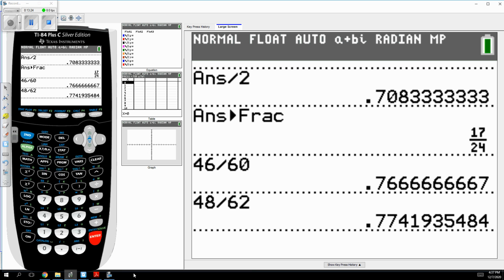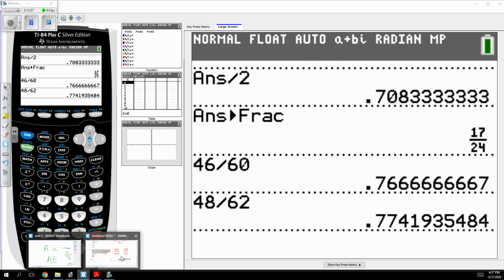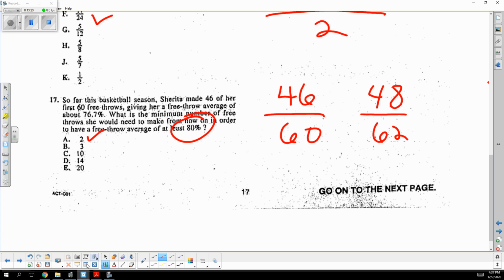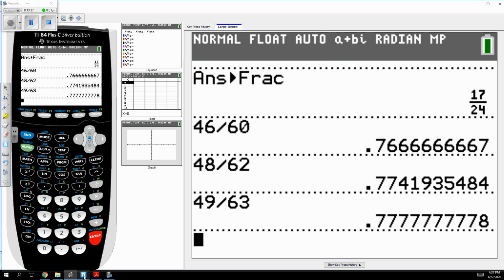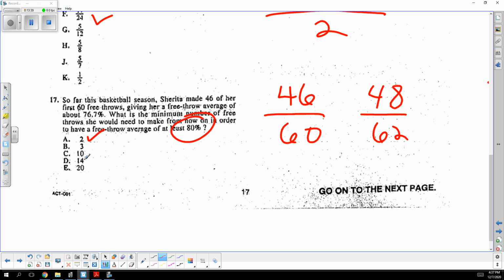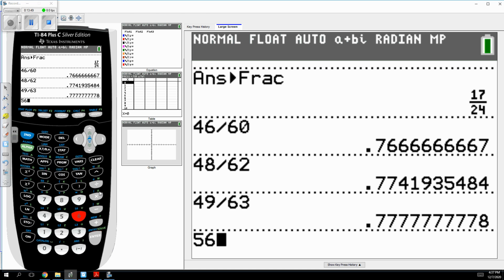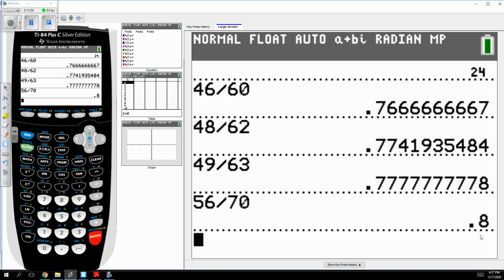Well, what's the next guess? The next best guess is to say 3 in a row. That would be 49 out of 63. Something tells me no. So what if the next guess is 10 in a row? If you added 10 to each, she would be 56 out of 70. Surely that'll make it all the way. 80%. Yay. The answer to 17 is C.